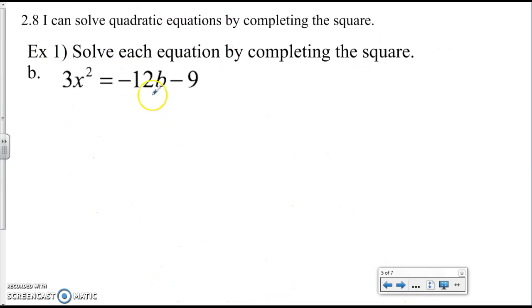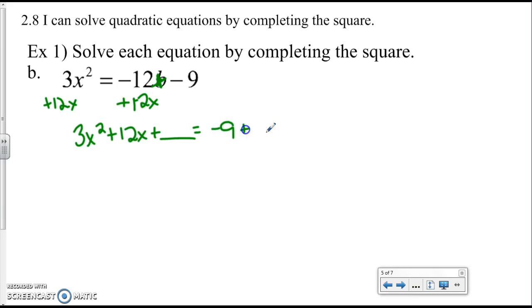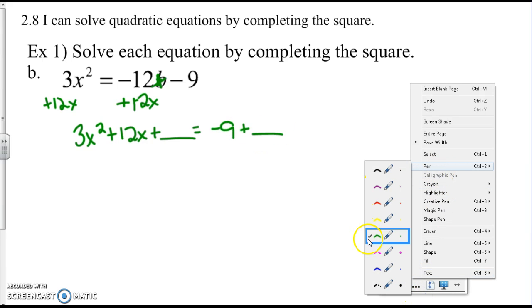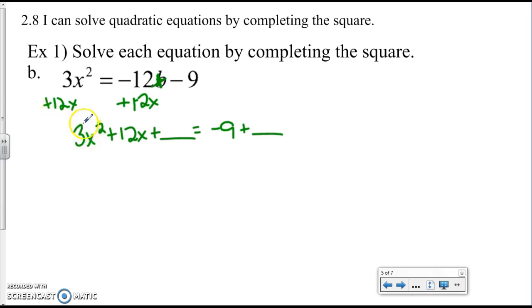So the next problem, a little bit different order here, a little different setup. Let's make that an x so we have the same variable. We're going to add 12x to both sides to start, so that I have my x squared and my x on the same side, and my constant, which is negative 9, on the other side. And then before I can complete the square, again, I have a number out front. It happens to be 3 again. We're going to divide everything by 3 to get rid of that.